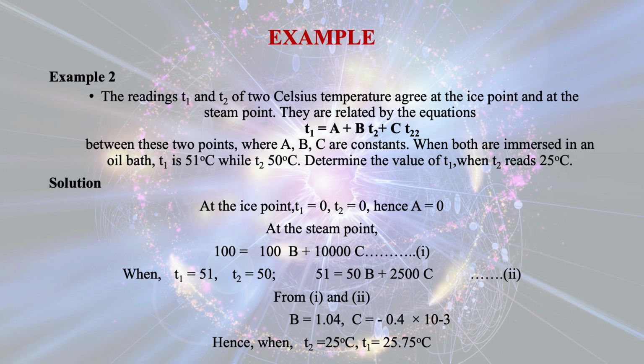So the expression of T1 you will get as T1 is equal to A plus B T2 plus C T2 square. So if you put the value of A, B and C and for T2 is equal to 25 degree centigrade, you can easily calculate the value of T1 equal to 25.75 degree centigrade. Now this is another very good numerical, and let us see how we can proceed for this numerical.